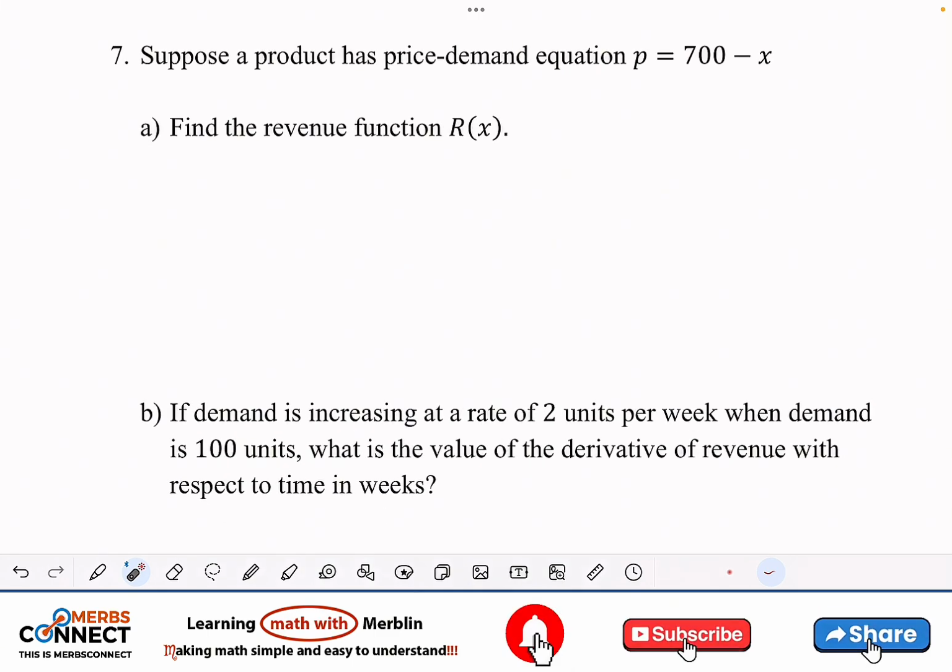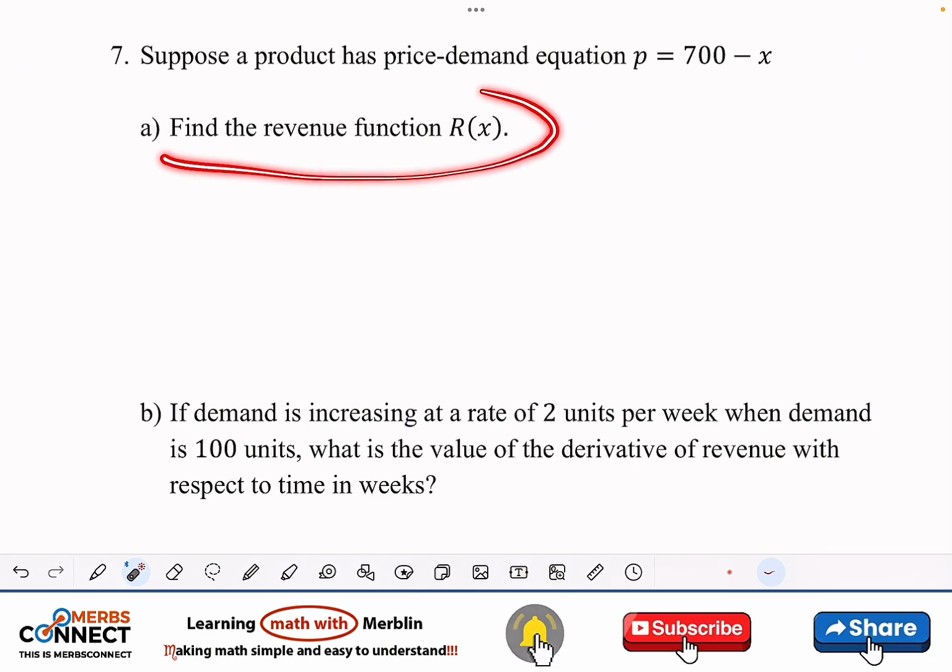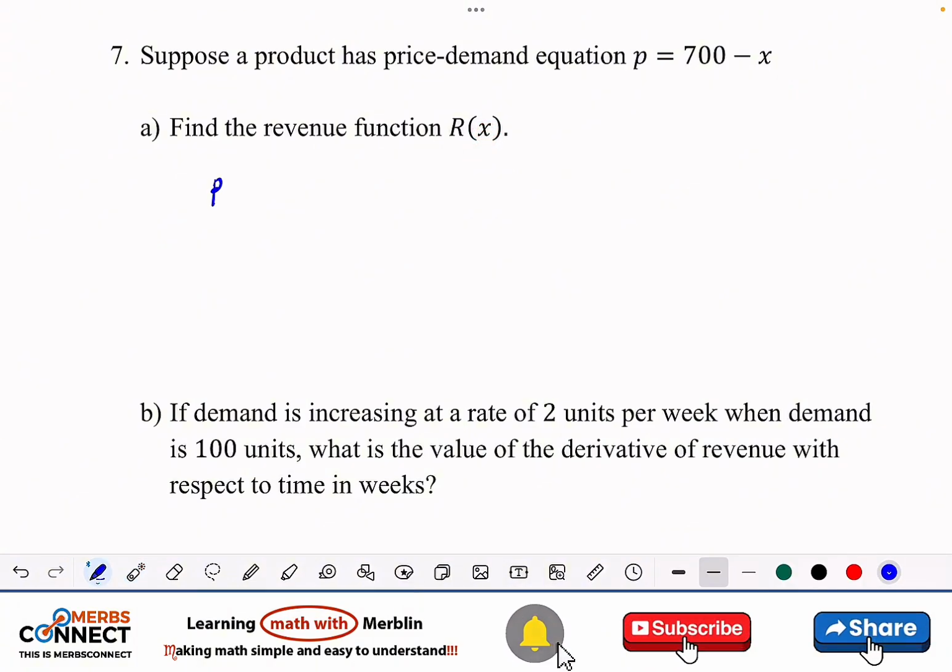Question 7. We have 10 questions: 7, 8, 9, 10. We are almost there. So let's look at this. Here we want to find the revenue function. Always think of this in terms of x. So my revenue is equal to x times price.